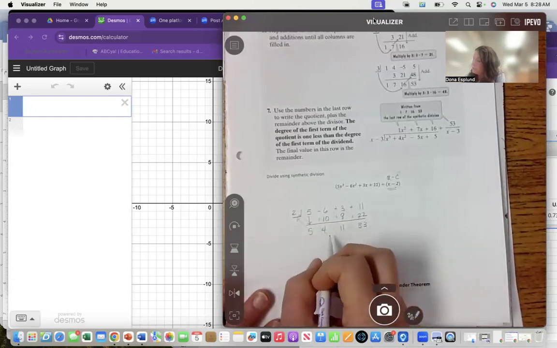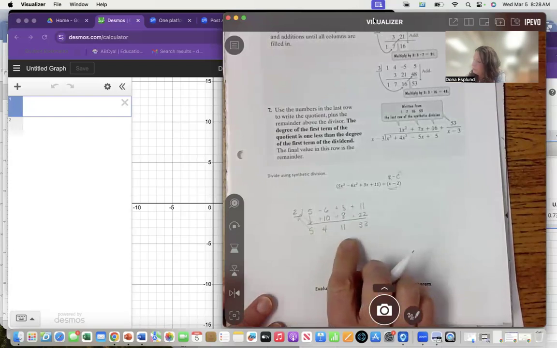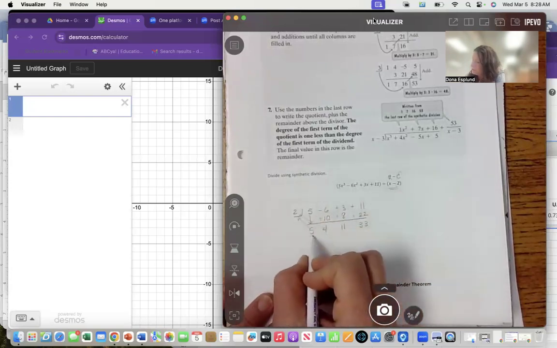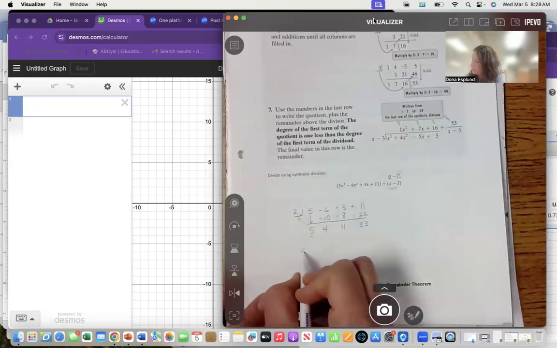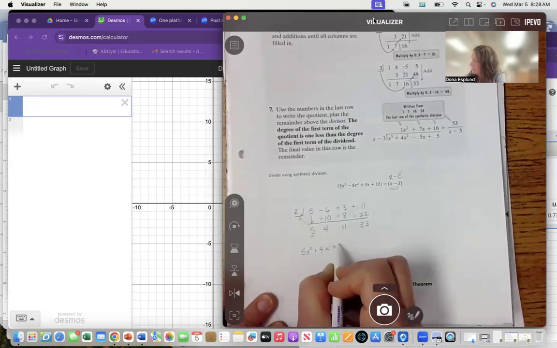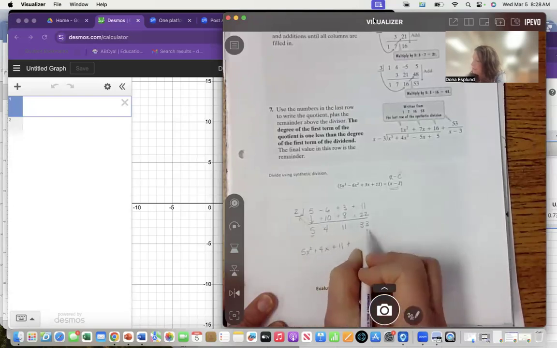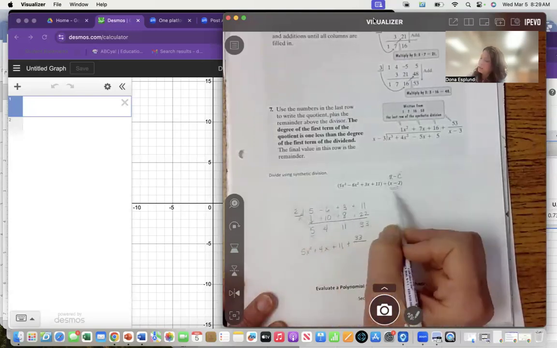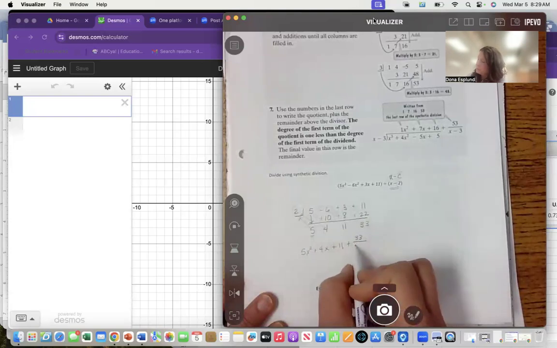So when I do this, I have a reduced polynomial. If I start with x to the third, then this is going to be my x squared term. So I'm going to go 5x squared plus 4x plus 11 plus my remainder, and my remainder is 33. But remember, we're going to divide it by x minus c, so it's going to be divided by x minus 2.